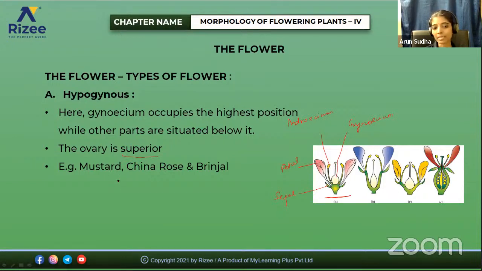Examples: mustard, China rose and brinjal. So this is about hypogynous. The type of flower is hypogynous and the ovary is superior in the case of hypogynous.